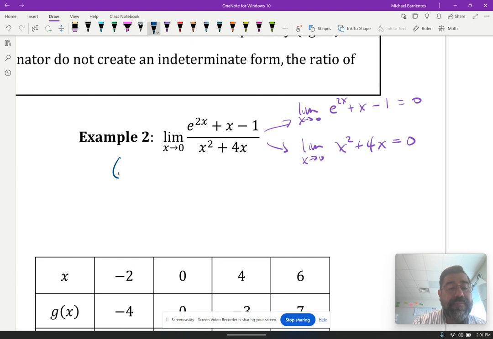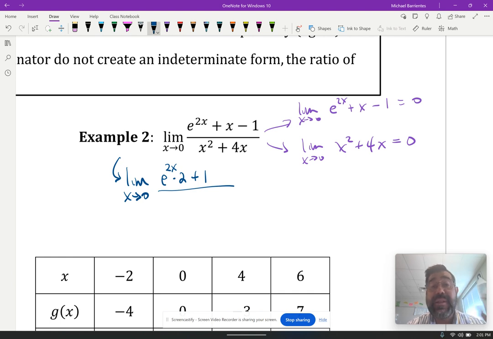So here we go. We're going to take the limit as x approaches 0. That doesn't change. And then I'm going to find the derivative of the top. Don't do the quotient rule. L'Hopital's rule just says take the derivative of the top, take the derivative of the bottom, try the limit again. The derivative of e to the 2x is e to the 2x times 2, plus the derivative of x is 1, minus the derivative of 1, that would be 0. Okay, go to the bottom. The derivative of x squared is 2x. The derivative of 4x is 4.